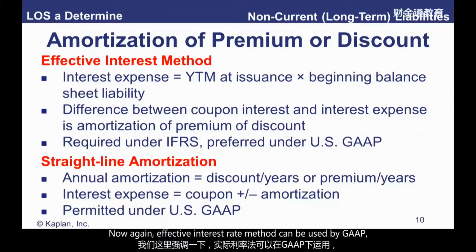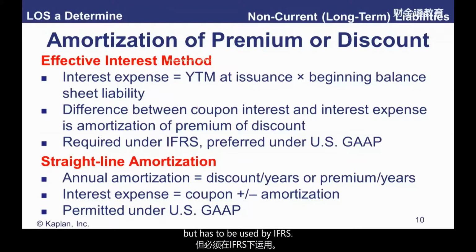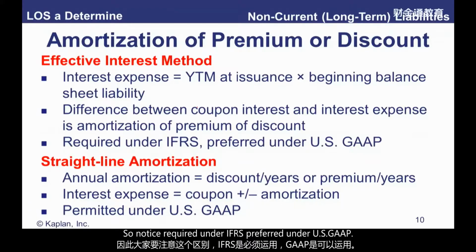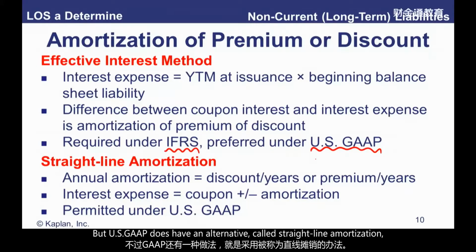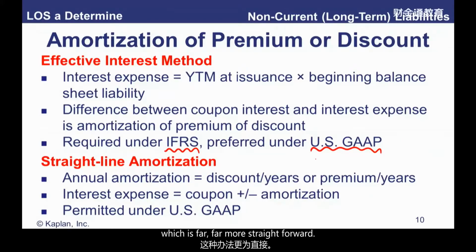Now again, the effective interest rate method can be used by GAAP, but has to be used by IFRS. So notice, required under IFRS, preferred under US GAAP. But US GAAP does have an alternative called straight line amortization, which is far, far more straightforward.